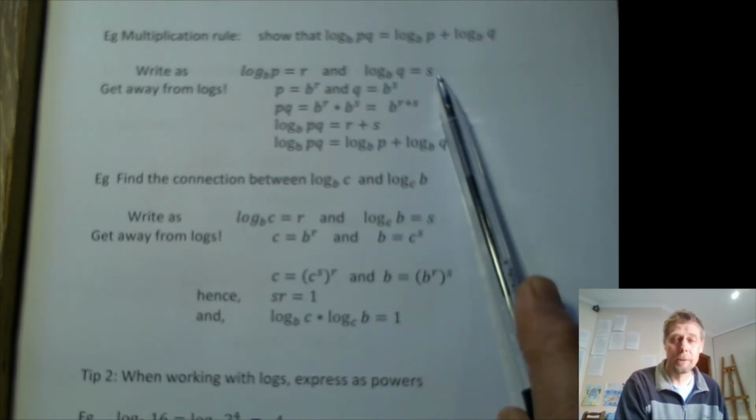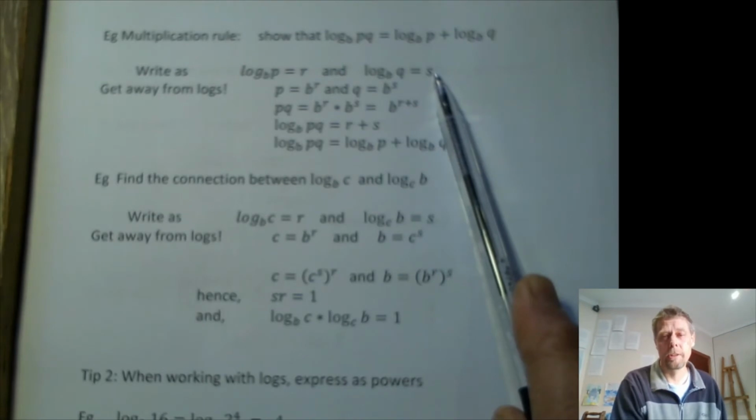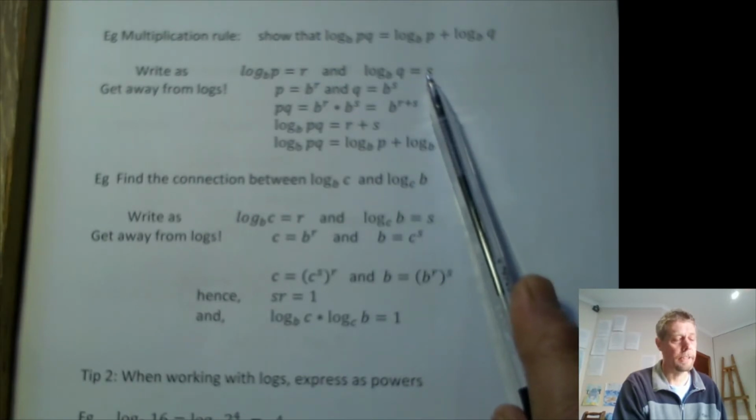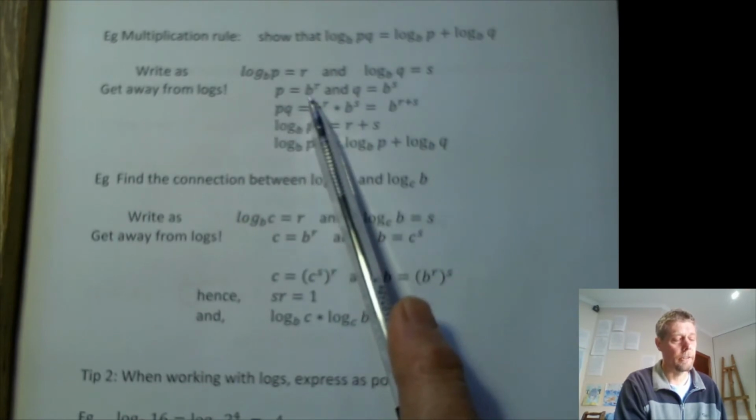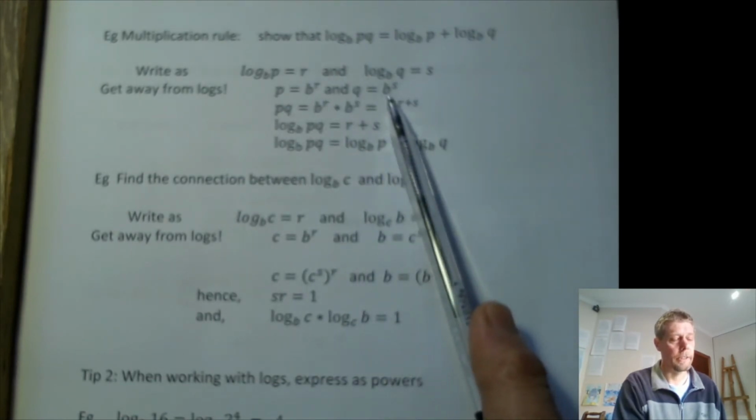Now generally in maths, when you're trying to do a proof, you don't want to be introducing more variables. But in this case, we want to get away from logs. And that's the basic approach every time. So let's write p equals b to the r and q equals b to the s.